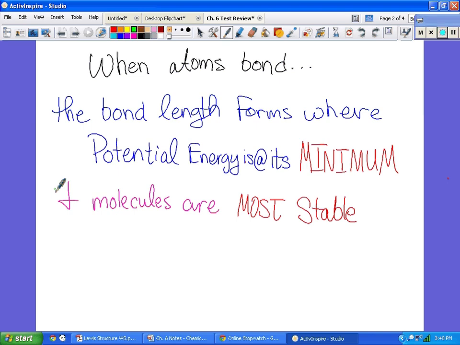All right. Next, this is the next bullet: understand what potential energy does as atoms bond and how it affects stability. So when atoms bond, this is kind of how it can start off. The bond length. What is the bond length? The distance between the two bonded atoms. It forms where the potential energy is at its minimum. That's the key part right there. The potential energy is going to be at its minimum, and it's going to be most stable.